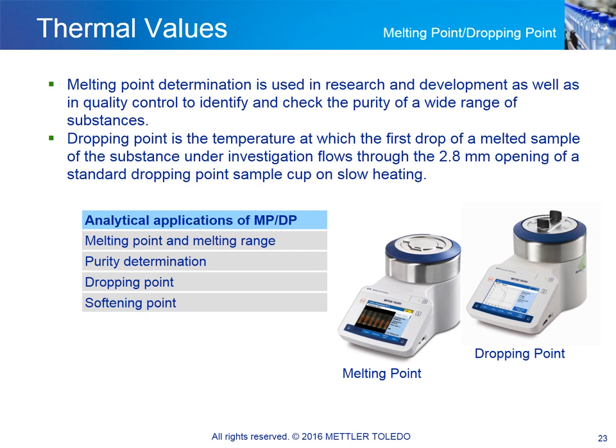With the Mettler Toledo melting and dropping point systems, the temperatures for the melting point, the melting range, the dropping point, and the softening point of materials can be determined automatically. In comparison with the other techniques discussed, this method is very simple and can be used by less skilled operators.